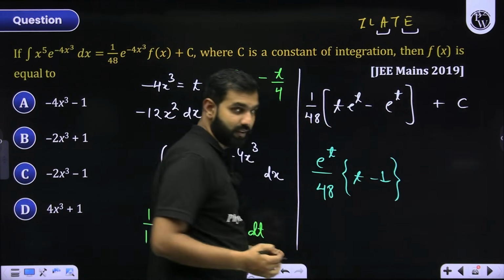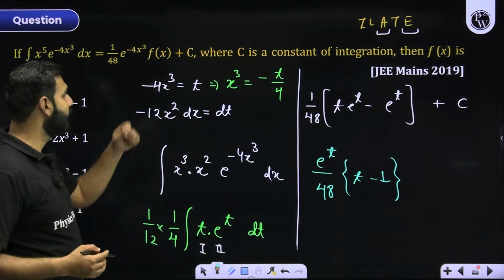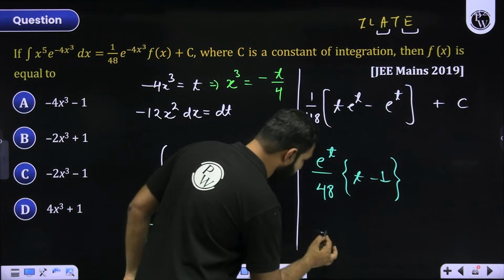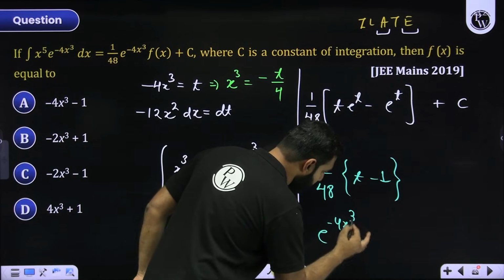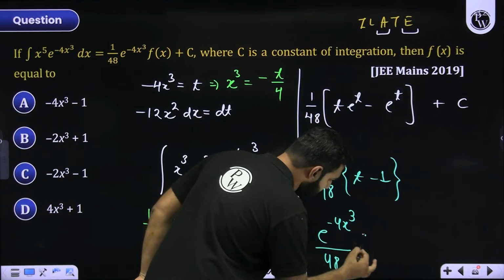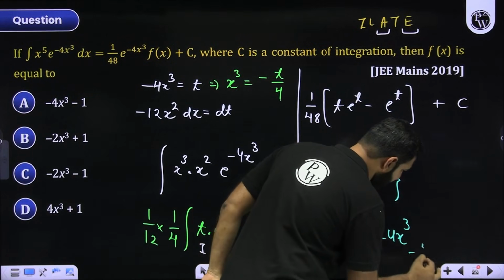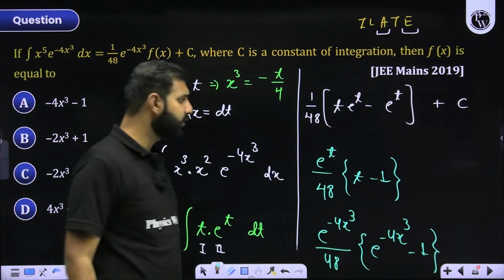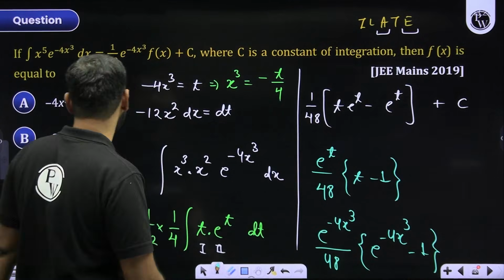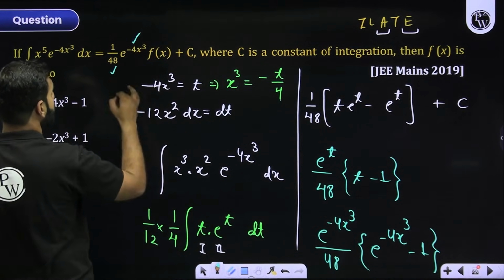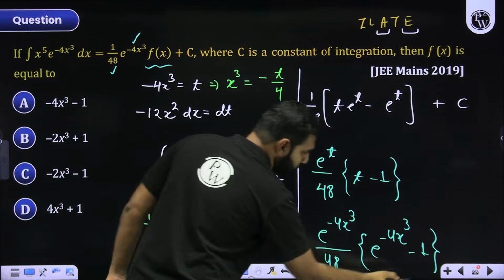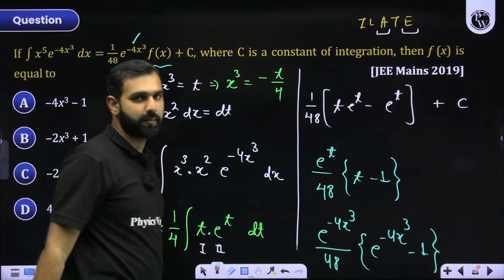Now, if I again substitute t back here, so t was minus 4x cube, so it is e to the power minus 4x cube divided by 48 times e to the power minus 4x cube minus 1. Have you understood it very clearly? So what were we asked? We were given e to the power minus 4x cube upon 48 times f of x. So this expression in the curly brackets is nothing but f of x.